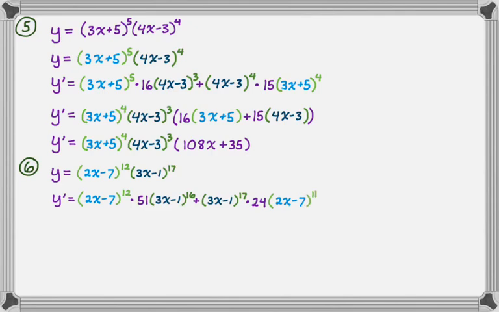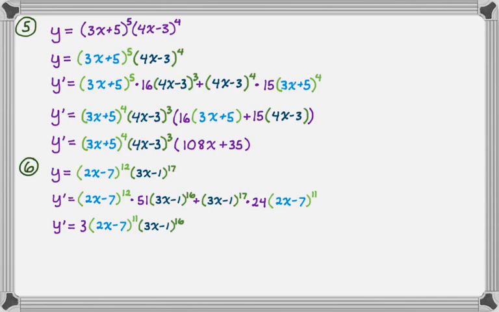And at this point, it's just like the previous problem where we want to look through and factor out anything we can. So it turns out in this case, 51 and 24 are both multiples of 3. So the first thing I can do is factor out a 3. And so we have (2x minus 7) to the 12th and (2x minus 7) to the 11th. We take out the smaller power, so (2x minus 7) to the 11th. (3x minus 1) to the 16th and to the 17th, so we take out (3x minus 1) to the 16th.